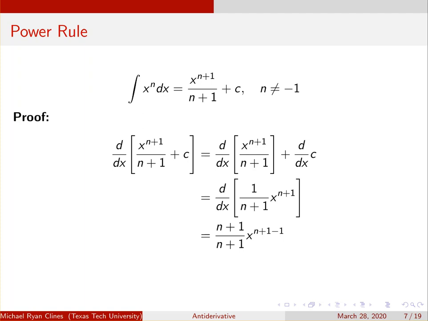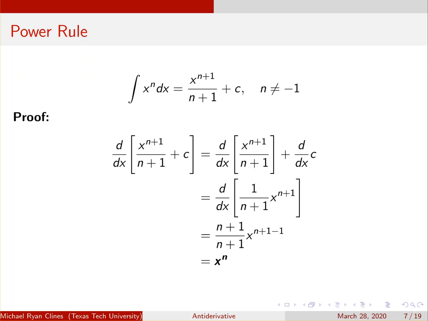So we have n plus 1 divided by n plus 1 times x to the n plus 1. But since it's the derivative power rule, we need to subtract 1 from the exponent, and we're left with x to the n. This is another example as to why we have to include that constant, because when we take the derivative, that constant goes away. There's really no way to determine what that constant is without additional information. With the information we are given, we just know it is a constant. We don't know anything else.